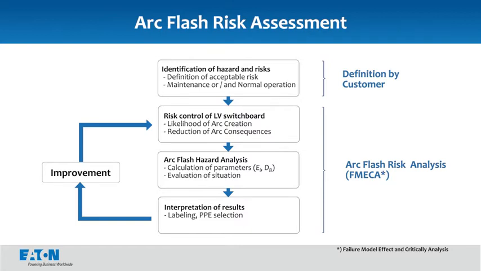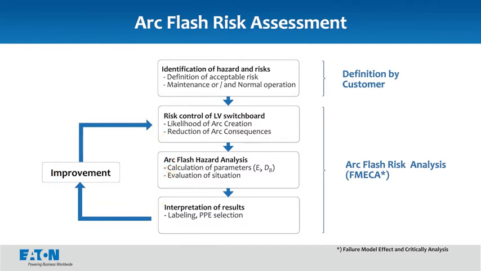The third step is arc flash hazard analysis. Outputs of calculations are incident energy and arc flash boundary. The final fourth step is interpretation of the results. If the results of analysis are not good enough, improvement must be made to minimize the risk.